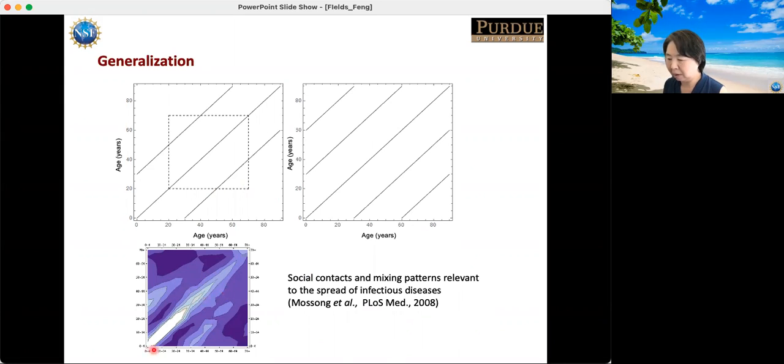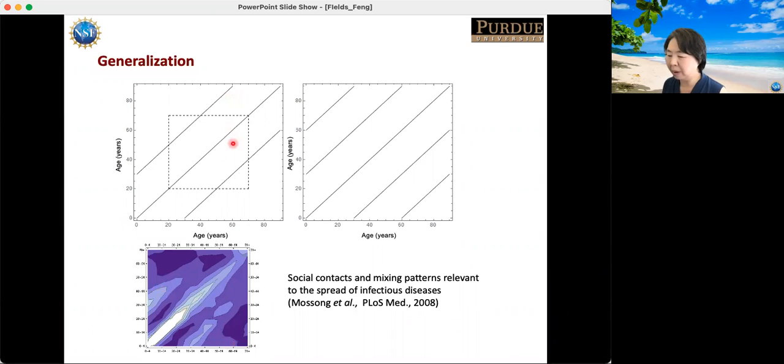So this shows the age groups, horizontal and vertical, and how likely they are to contact each other, the frequency. Lighter color represents more contacts. We can clearly see the main diagonal, where more contacts happen within the same age groups. And there are also off-diagonal contacts, between children and the parents. And there may also be preferential contact between children and grandparents.